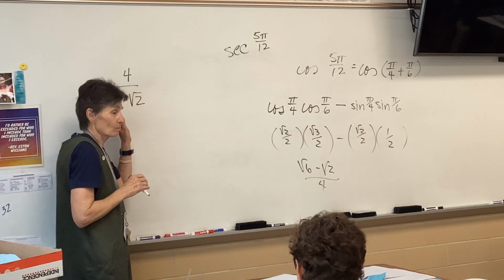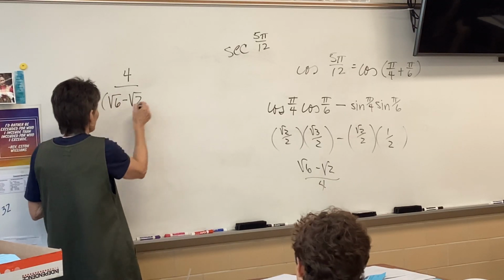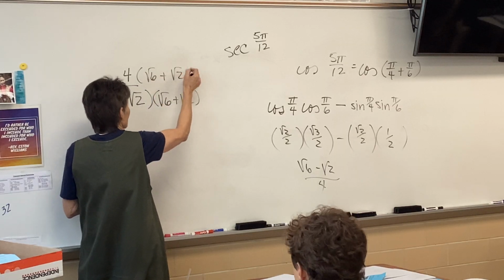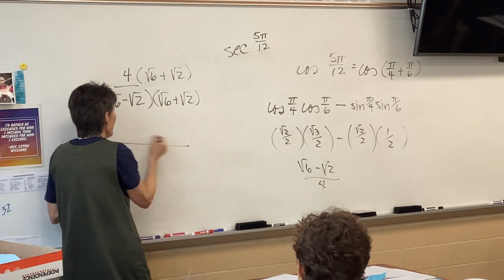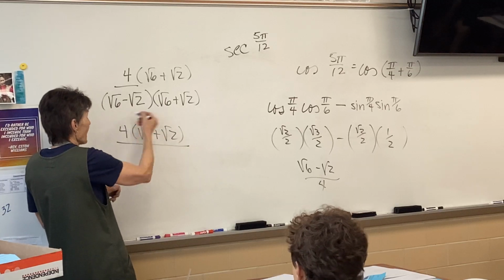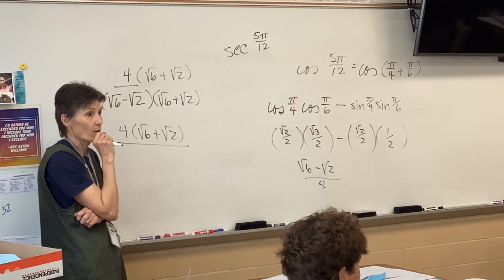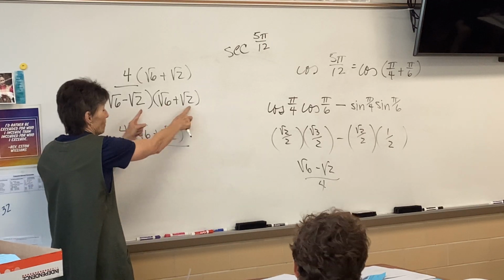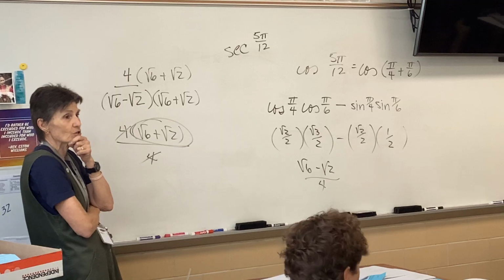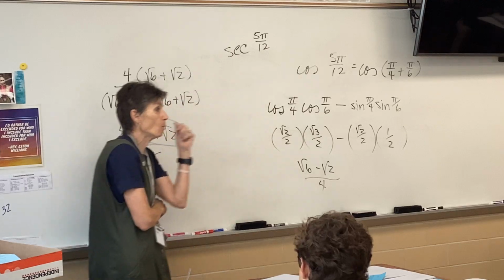Now, something to keep an eye on is that it really reduces nicely. If you multiply the top and the bottom by the conjugate, what does the bottom end up equaling? When you FOIL that out, it ends up equaling 4. Isn't it 6 minus 2? And then these will cancel, and so the answer is just root 6 plus root 2. These guys, when you flip them, will always reduce.